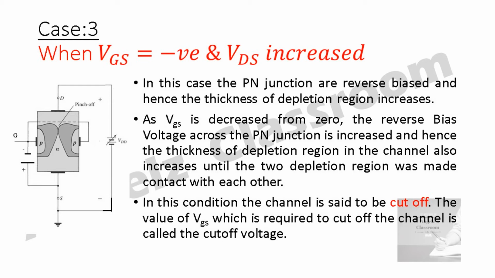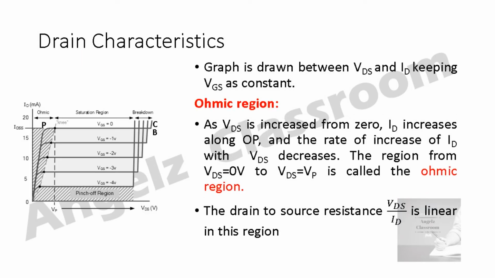The third case is when VGS is negative and VDS is increased from 0. When I give a reverse bias to this PN junction, VGS is further decreased from 0, and hence the thickness of the depletion region in the channel increases until the two depletion regions come in contact with each other. In this condition the channel is said to be cutoff. The value of the gate source voltage that is required to cut off the channel is called the cutoff voltage.